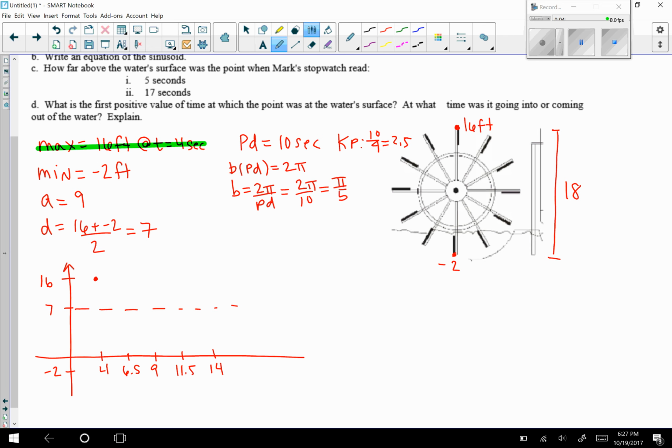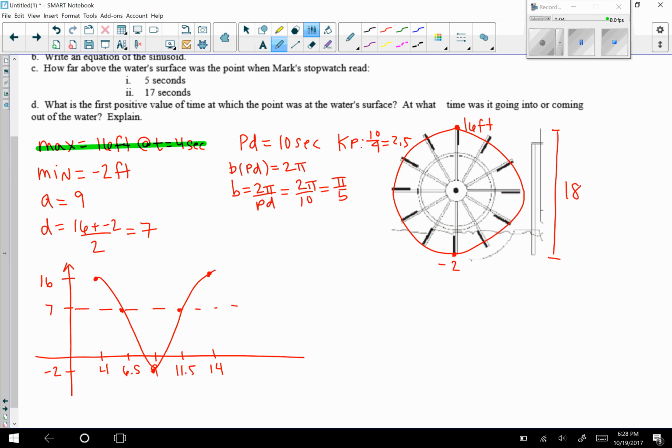At 6.5 seconds, I would be at 7 for the height of the wheel, so 7 feet out of the water. Then at 9, I'm going to be here at -2. At 11.5, I'd be back at my midline, 7. And at 14, I would be back up here at the highest point. Because when we start here, we go to our midline, then we're under the water, back to the midline, and then up here at the highest. This would give me my graph of the sinusoidal function.